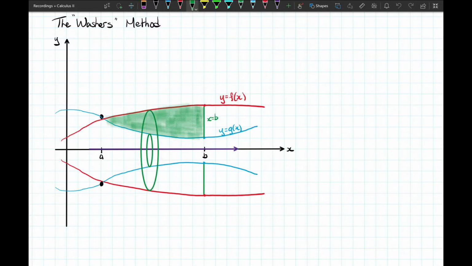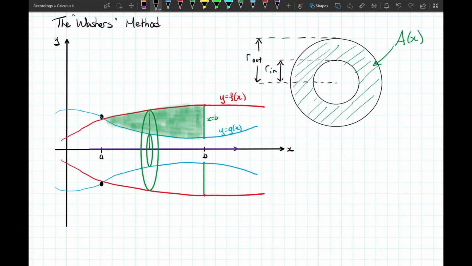Well, this now means that we have two radiuses to worry about. An inner radius that goes from the axis of revolution to our y equals g of x, and an outer radius that goes from our axis of revolution all the way to y equals f of x. So when we're thinking about the washer's method, we have r outer and r inner, two different radiuses.